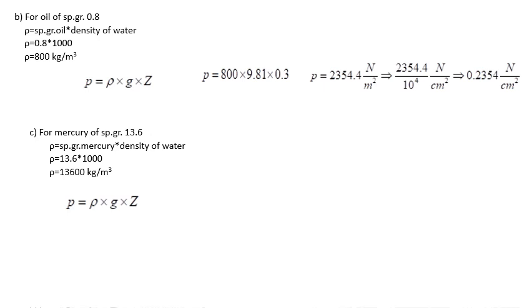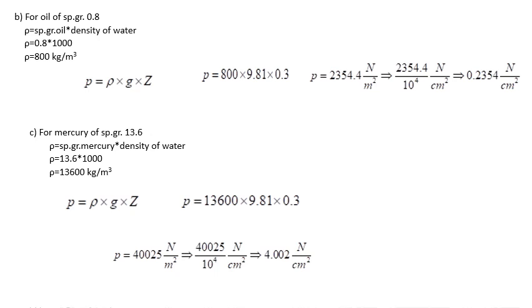Now I want to find out the pressure. So P is equal to rho into g into Z. Now the density of mercury is 13,600, the g value is 9.81 and the height of the column is 0.3 meter. So now the pressure is equal to 40,025 Newton per meter square, or 4.002 Newton per centimeter square. So this is the solution for this numerical, to find the pressure when the column is filled with different fluids of different specific gravity.